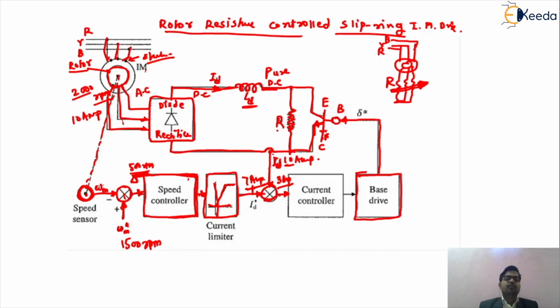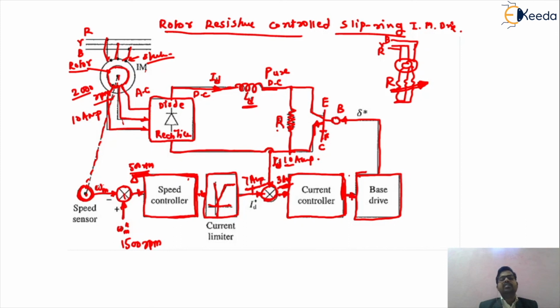So we want to limit the value of the current up to the 7 ampere, but the rated current is the 10 ampere. So this error signal will generate a 3 ampere current, and now this 3 ampere current will be given to your current controller. This current controller will control the value of this particular 3 ampere current, and depending upon that, it will give the signal to the base drive.